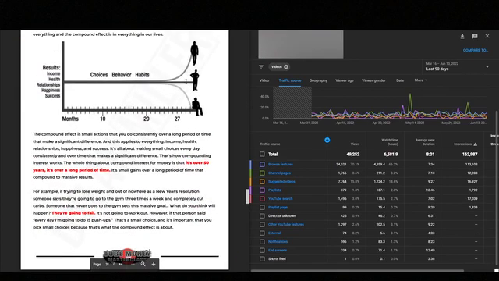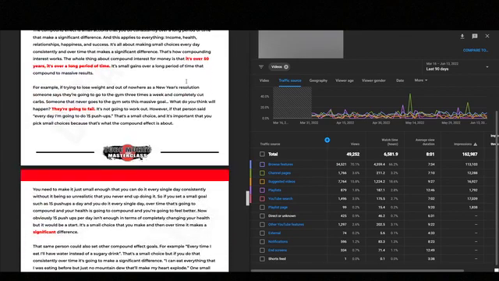The compound effect is small actions that you do consistently over a long period of time to make a significant difference. And this applies to everything, right? Income, health, relationships, happiness, and success. It's all about making small choices every day, consistently, and over time, that makes a significant difference. That's how compounding interest works. The whole thing about compound interest for money is that it's over 50 years, right? It's over a long period of time. It's small gains over a long period of time that compound to massive results. And while it's not going to take you 50 years to see success on YouTube, it will take a while, right? It's not going to be overnight. Your efforts have to compound.